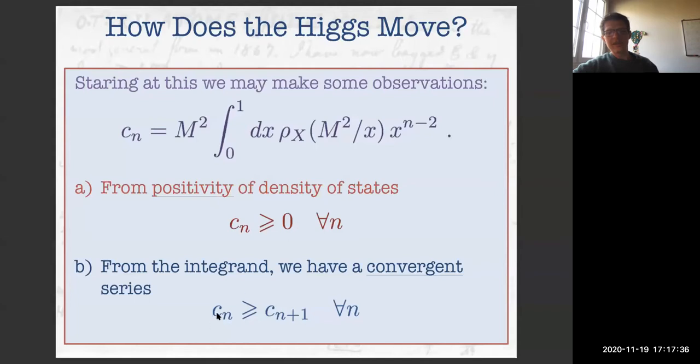The second is that because of the way we've written this integral, you can see that Cn plus 1 is always smaller than Cn, because it's the same integrand here, multiplying a function of x, which is always smaller for larger n. So we see that not only are these coefficients positive, but they actually must form a convergent series. The Cn is always bigger than Cn plus 1.